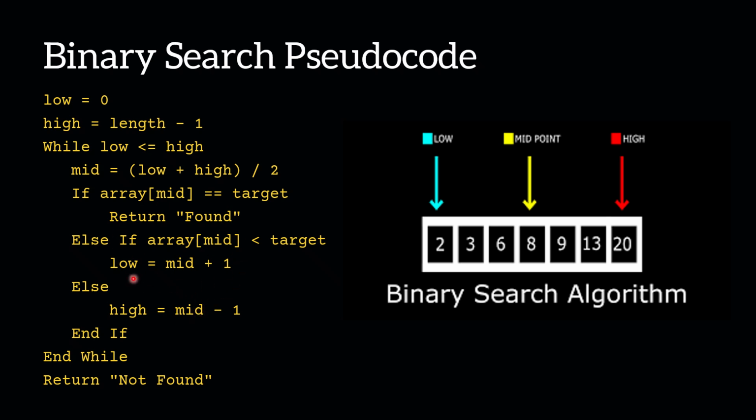So this loop keeps repeating, calculating a new middle position, comparing it to the target, and then eliminating half of what's left. Eventually, one of two things is going to happen. Either the target is found, or the range becomes empty, and then it returns not found.